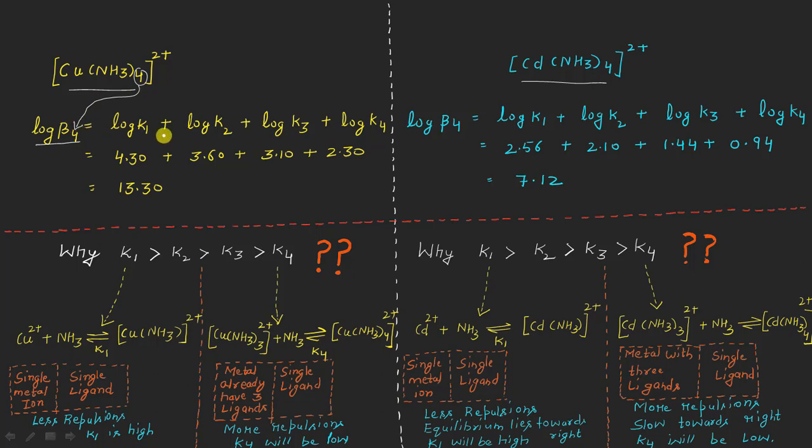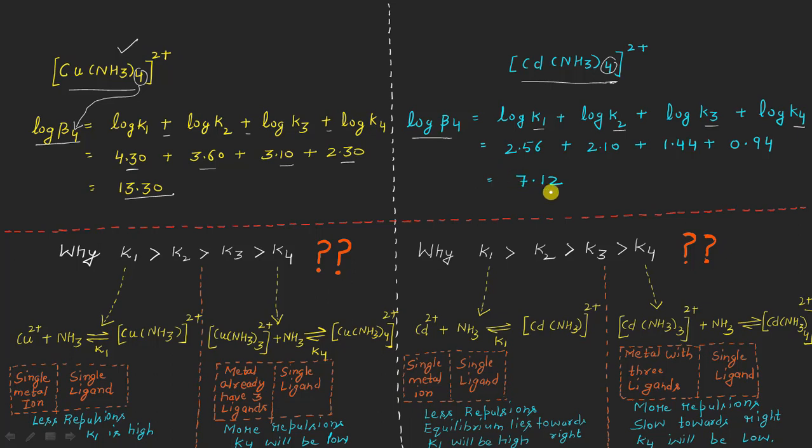And thus it will be equal to the sum of 4 different stepwise stability constants, I mean K1, K2, K3 and K4, and taking their logarithms, right? In the same way, even here in this case, because the number of ligands is 4, log of beta 4 will be equal to the sum of the logarithms of K1, K2, K3 and K4 for these 4 ligands, right? You can see the values given here for the logarithms of K1 up to K4, and finally we have a value of 13.30 for the logarithm of beta 4 for this complex.